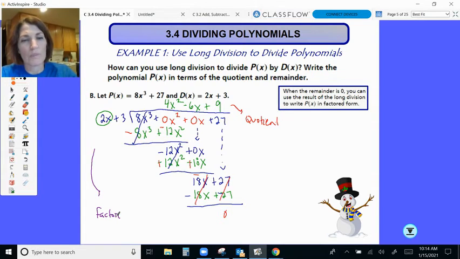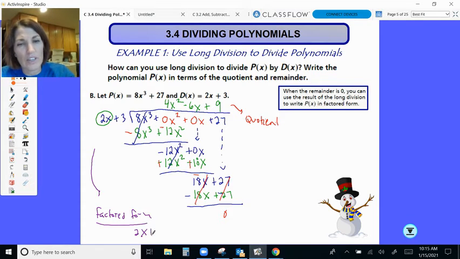Remember how 4 times 6 was 24. So in factored form, we're going to start using this to solve. So 2x plus 3 was what I divided by, times my quotient, 4x squared minus 6x plus 9. So this is factored form.